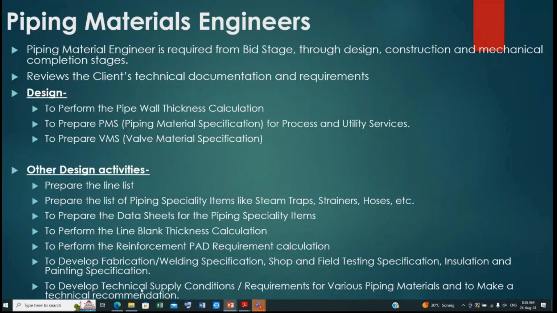To develop technical supply conditions or requirements of various piping materials and to make technical recommendations. As I told you, first we will prepare the piping specification. That piping specification will be used by the 3D modeling software. Then we take out the MTO and consolidate all the MTOs. It means at the end we will decide how much quantity we want to order to construct this plant.